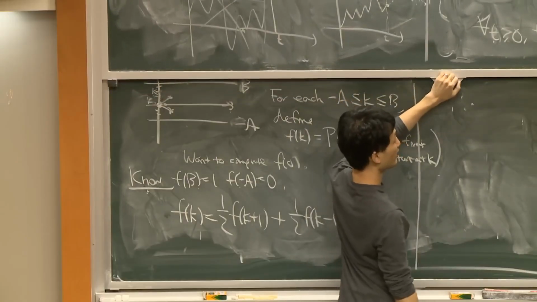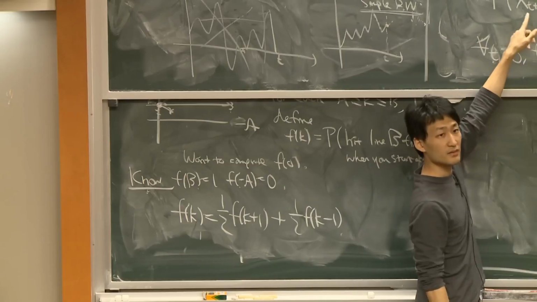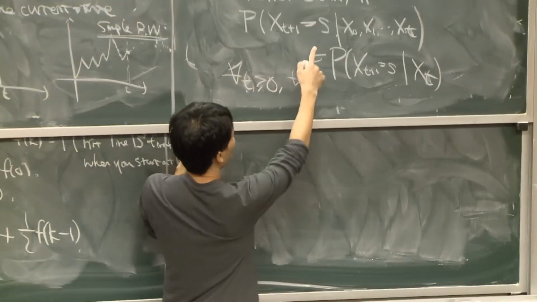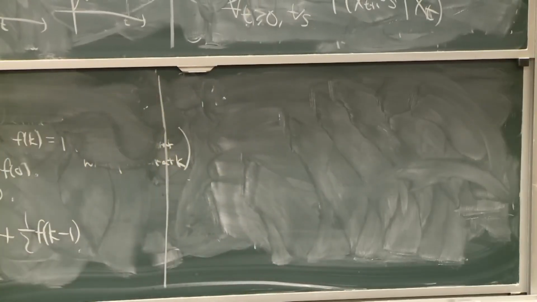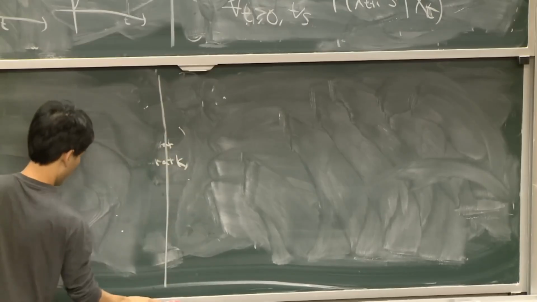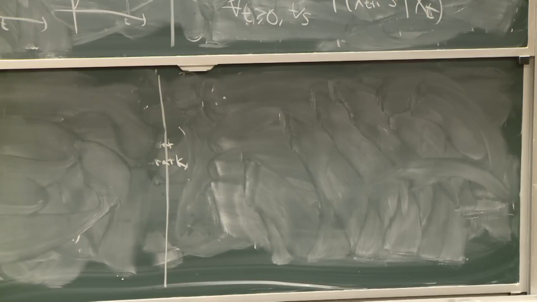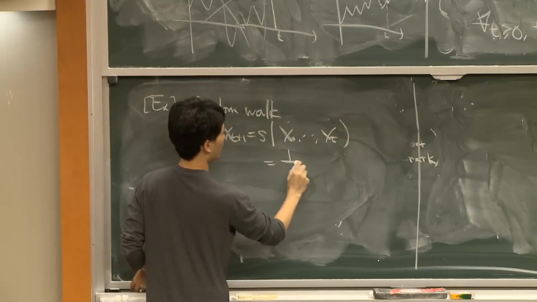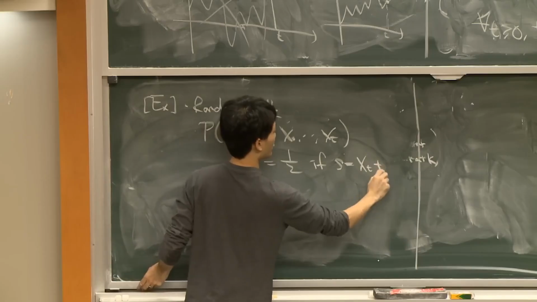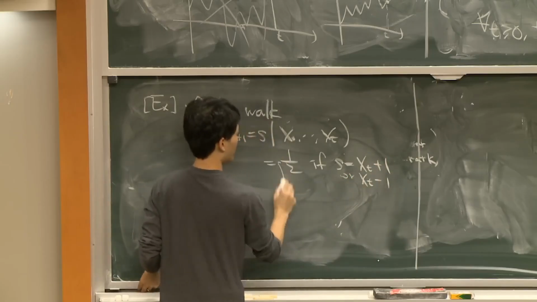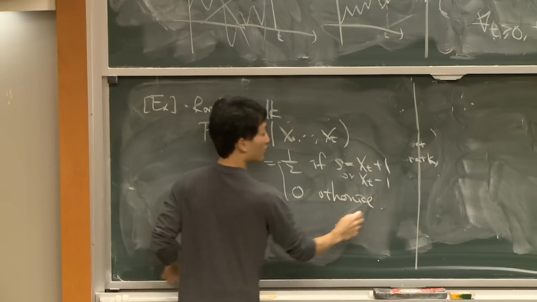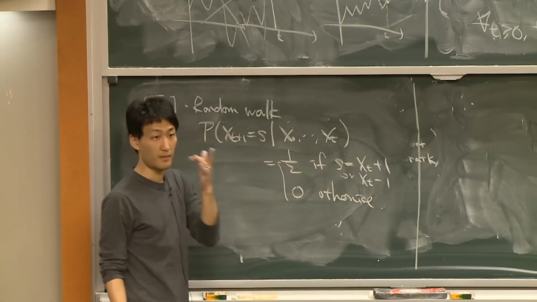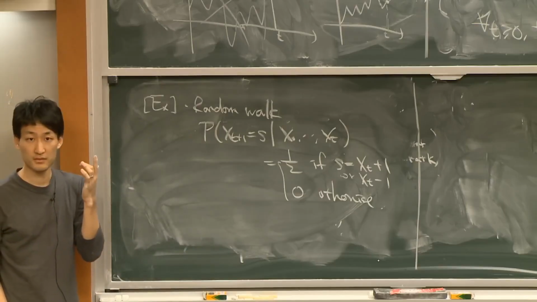And the reason simple random walk is a Markov chain is because both of them are just 1/2. Let me write it down. So example, random walk. The probability that x_{t+1} is equal to s given x_t is equal to 1/2 if s is equal to x_t plus 1 or x_t minus 1, and 0 otherwise. So it really depends only on the last value of x_t. Any questions? All right.